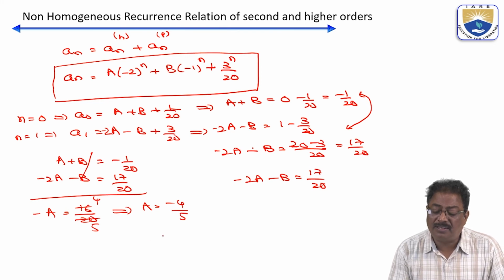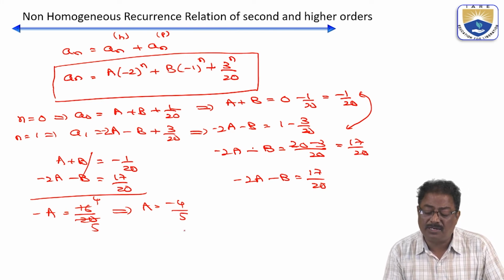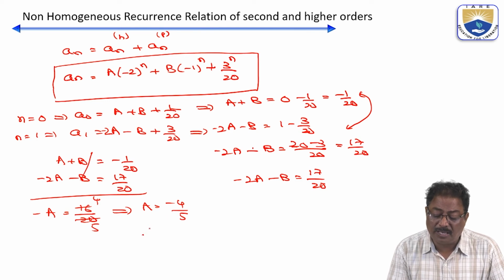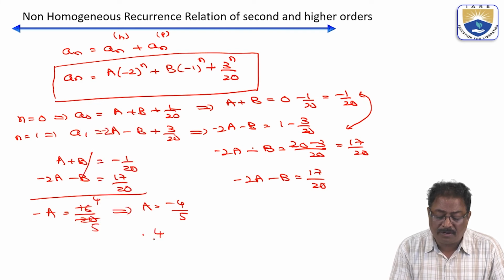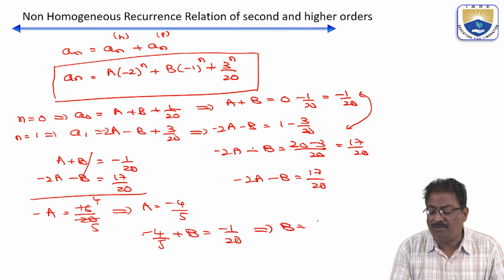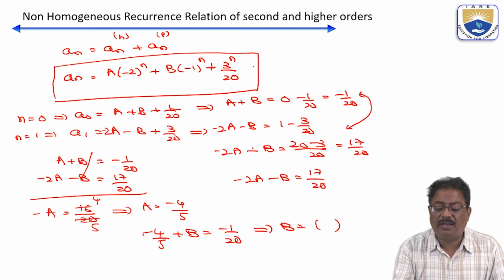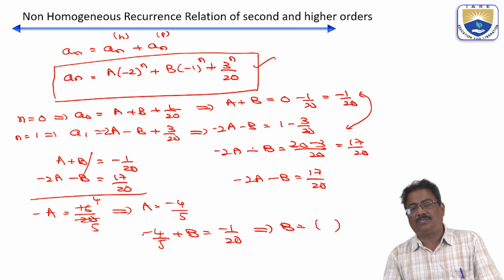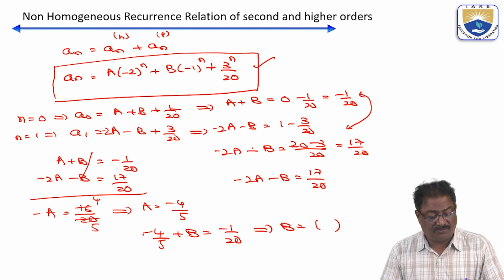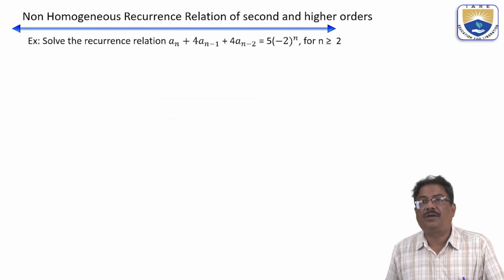Simultaneously, b is equal to... a + b = 1/20. So -4/5 + b = -1/20. Then from this I can calculate the b value. After substituting the a and b values in this expression, we are going to get the final answer for that. In this way we are going to do.